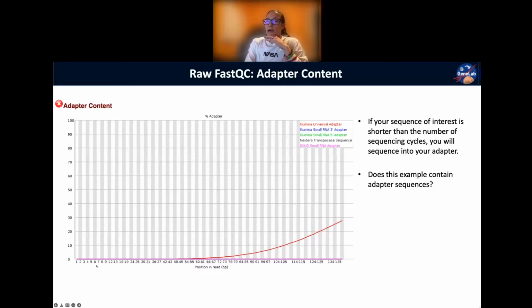Unless, of course, you have adapter dimers. So that's another thing I should point out, Mark. If we do see adapter dimers, we would also see adapters at the beginning. So luckily, we don't see much at the beginning. So we probably don't have adapter dimers, or at least not that many in here, which is a really good thing.